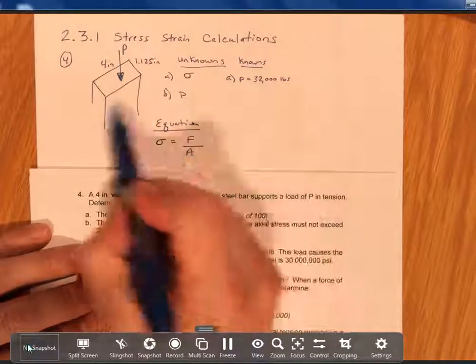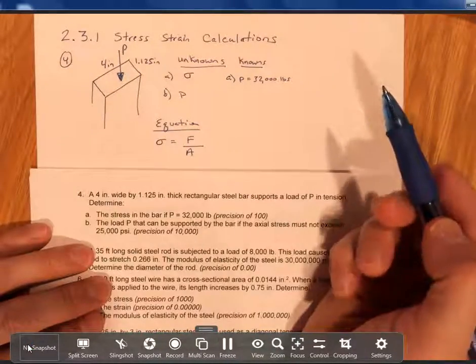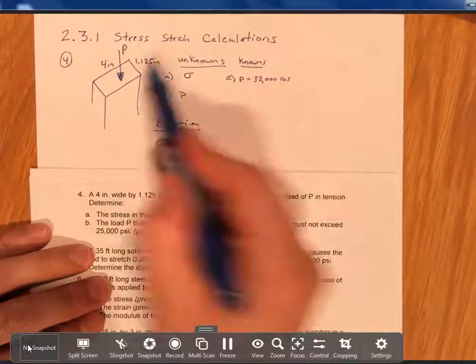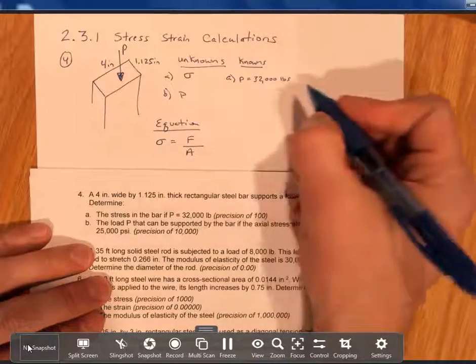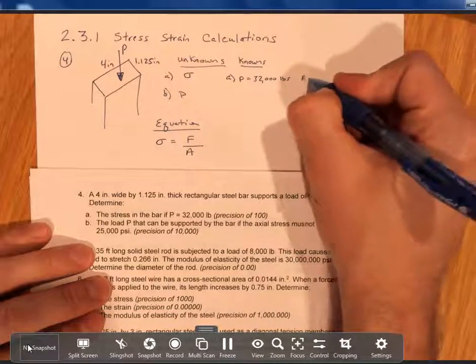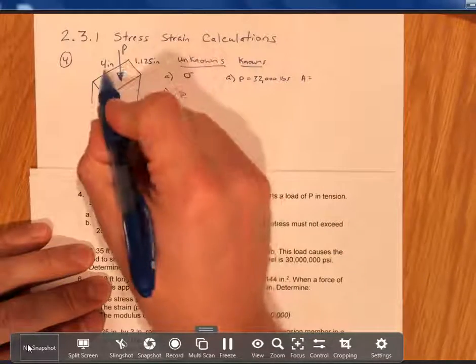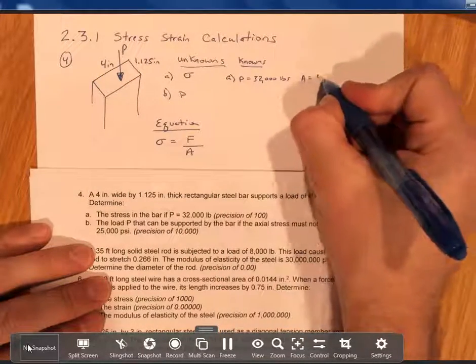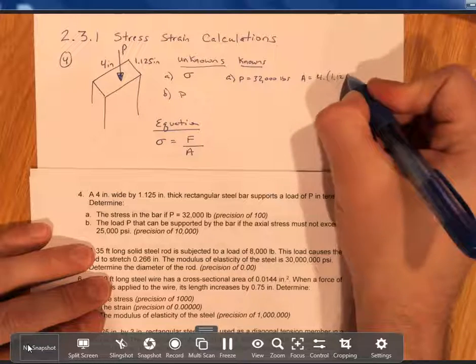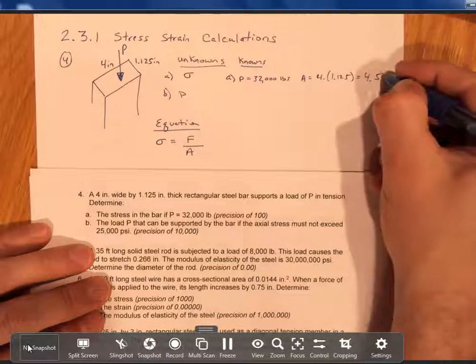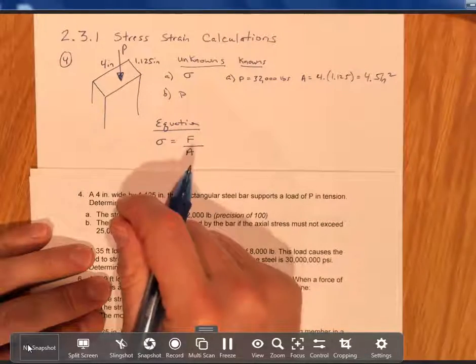I don't directly have the area, but I've got the information needed to find it, right? I've got the length and the width. So if we multiply those two, we've got the area. So really, while it wasn't directly given, indirectly I've got what I need. So 4 times 1 1/8 is going to be 4.5. And that'll be square inches.